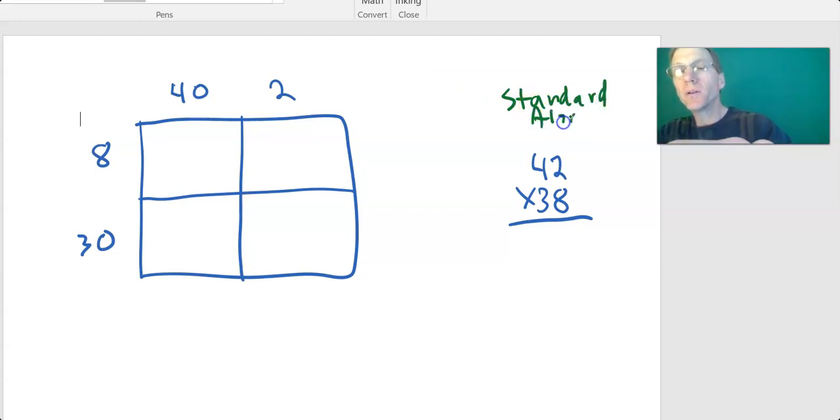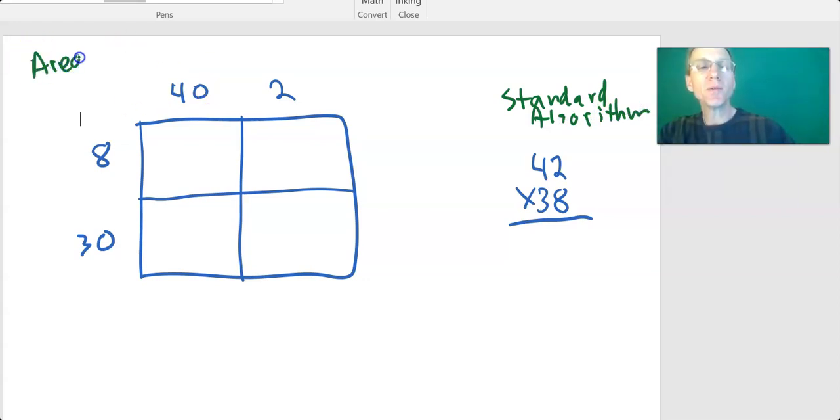But you can also use this area model over here, and that's perfectly acceptable. And there are other ways to do this as well, but these are the two that we've kind of talked about. So let's do the area model, and then we'll compare that to the standard algorithm and see how that matches up. So here we have 8, so I'm over here looking at the 8 and the 2.